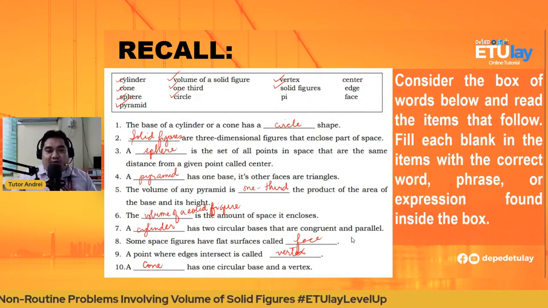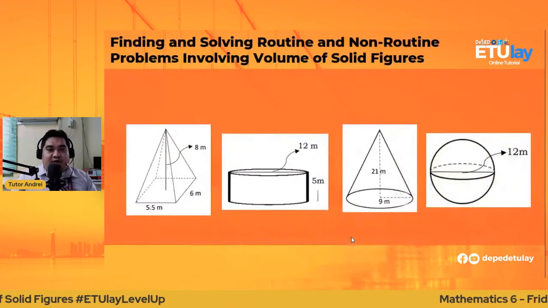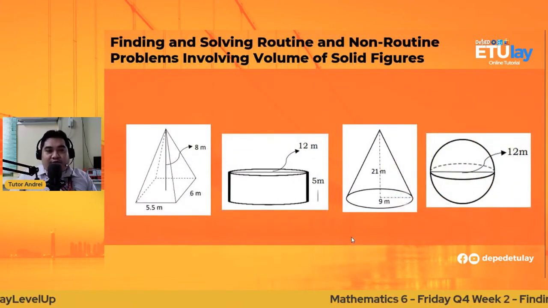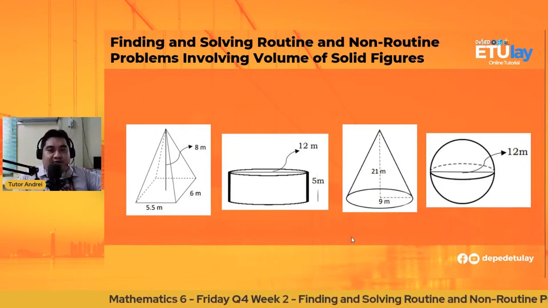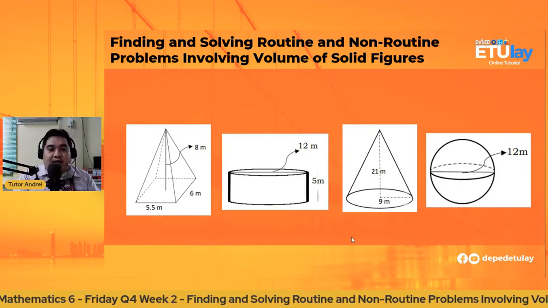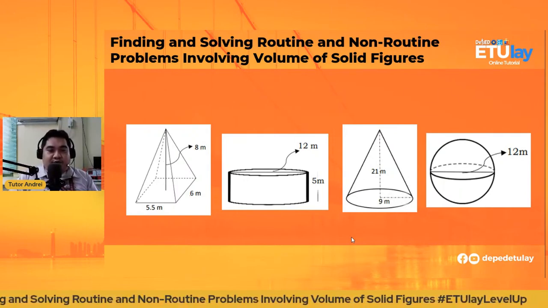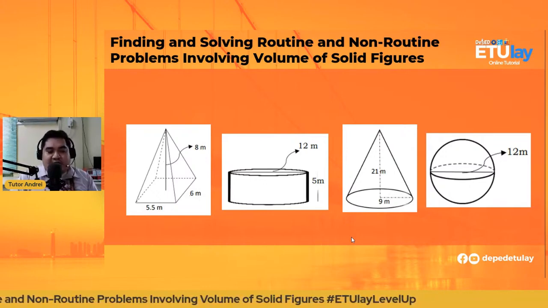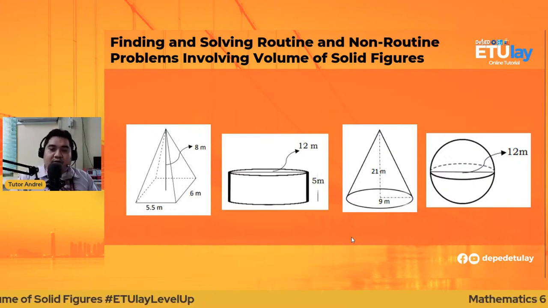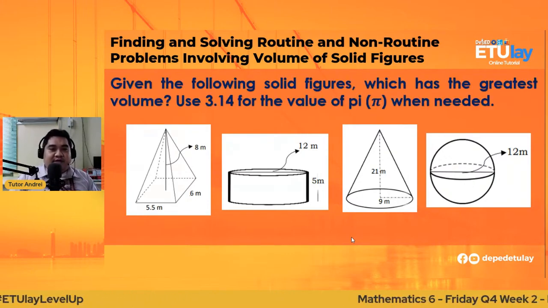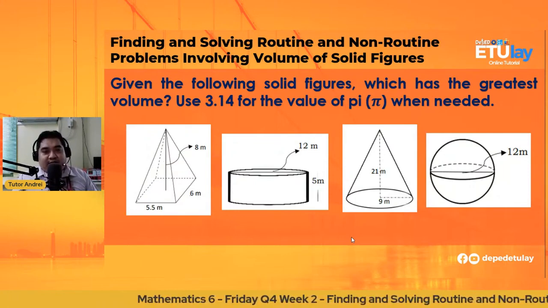Ayan. Okay, so again, this is just a recap of what you've learned last week. Now let's proceed to the lesson for today. So we're going to find and solve routine and non-routine problems involving volume of solid figures. So I have here set of solid figures. Ayan. So we have there the 4 solid figures, namely rectangular pyramid, cylinder, cone, and sphere. So let's have this. Given the following solid figures, which has the greatest volume?